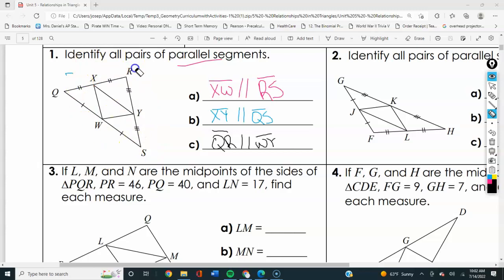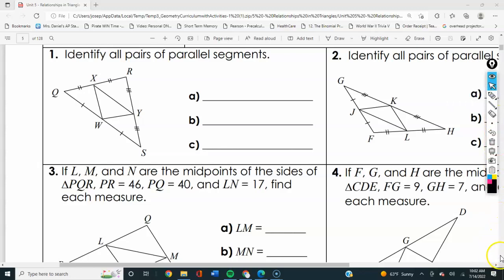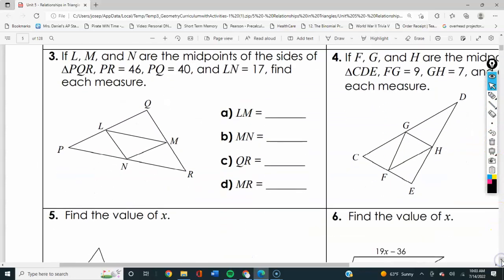Okay. Again, you guys try number two. Bring it in done for me tomorrow. I'm going to check it. All right, that was really aggressive and awkward, just like everything I do. All right, let's try number three.